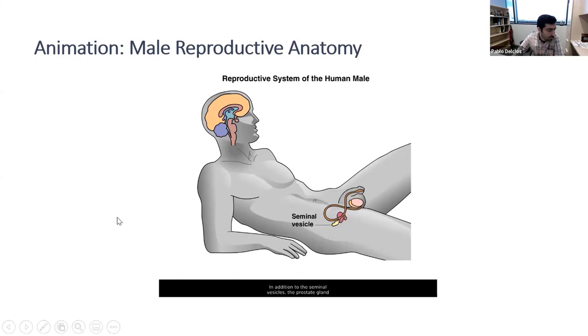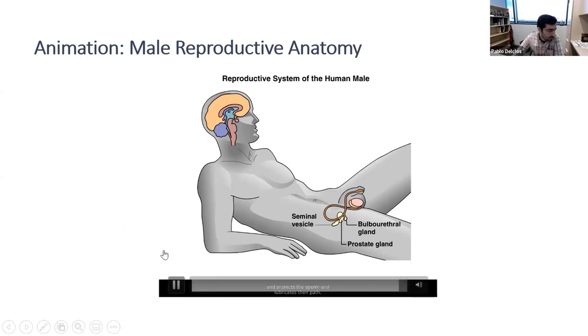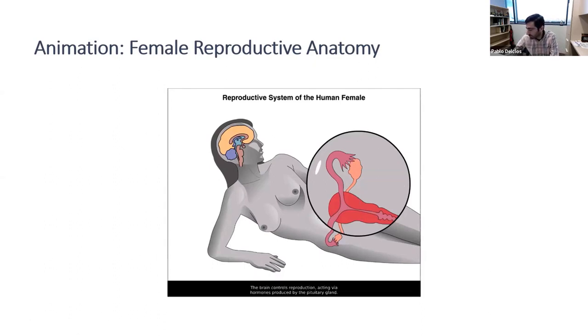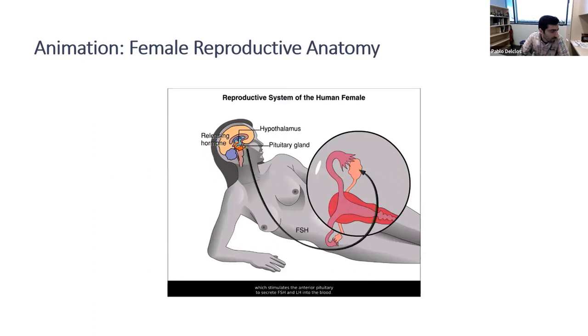In addition to the seminal vesicles, the prostate gland and the bulbourethral glands contribute to the seminal fluid that nourishes and protects the sperm and lubricates their path. And then let's see the female side of this. We will combine our discussion of the ovarian and menstrual cycles to show how hormones coordinate the activities of the ovaries and the uterus. The brain controls reproduction, acting via hormones produced by the pituitary gland. While a woman is menstruating, her hypothalamus begins secreting a releasing hormone, which stimulates the anterior pituitary to secrete FSH and LH into the blood.